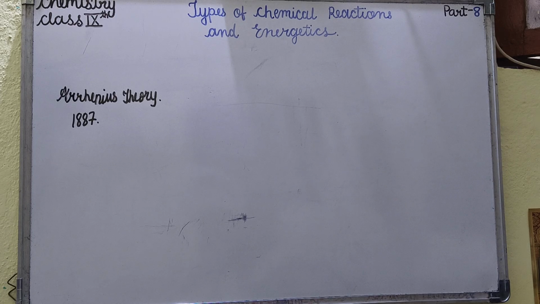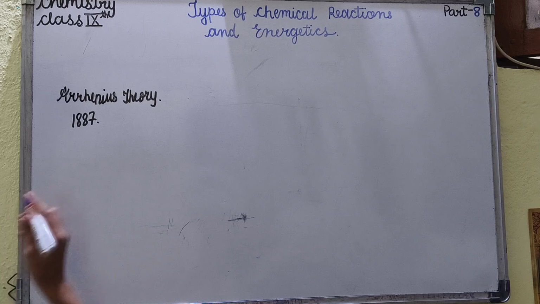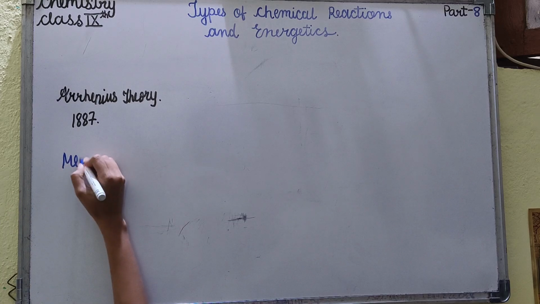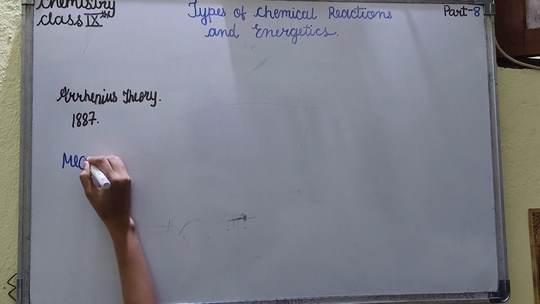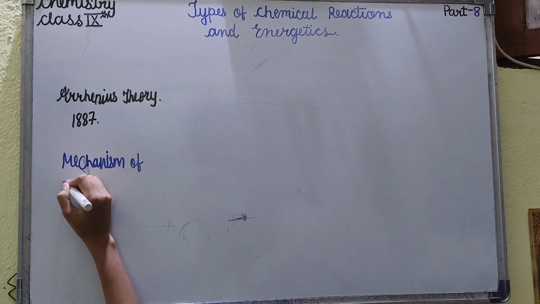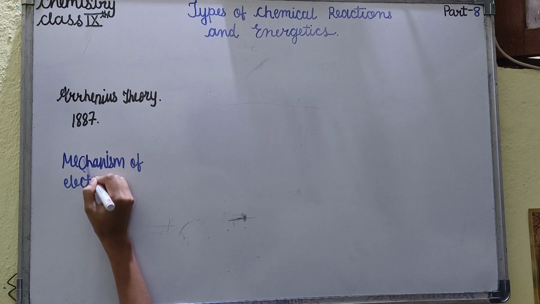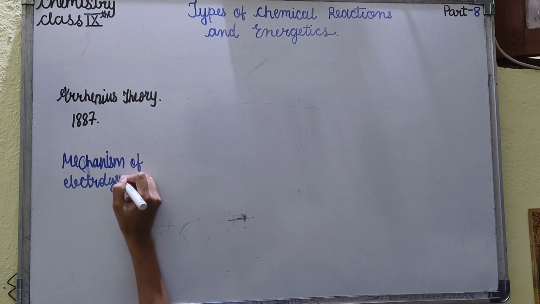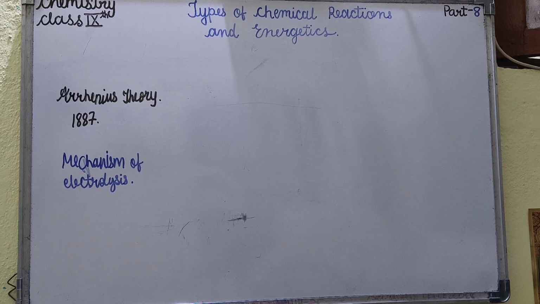Our next topic is mechanism of electrolysis. First, in molten or aqueous state, the ions in an electrolyte dissociate into cations and anions, and these are in continuous motion.